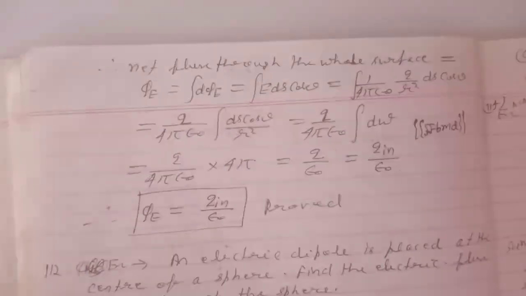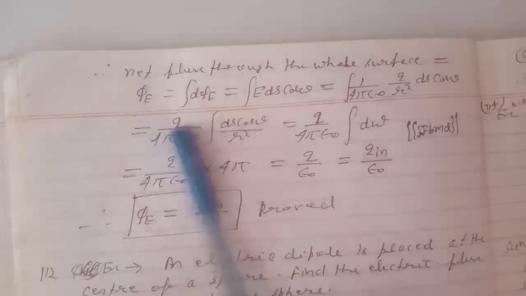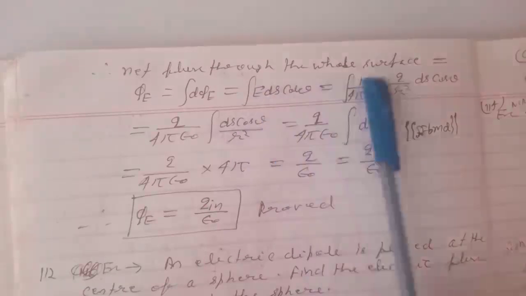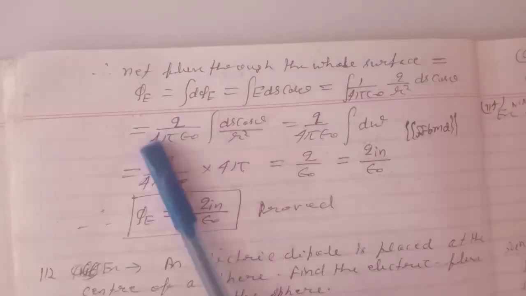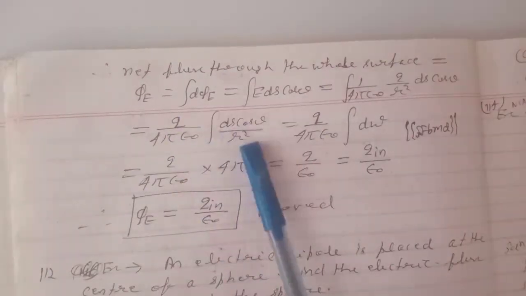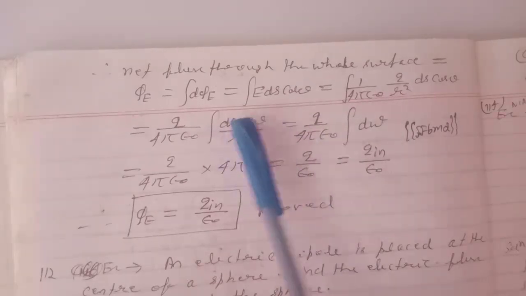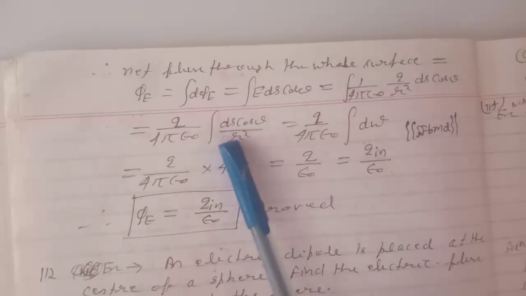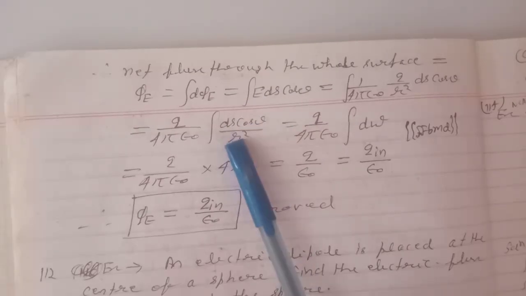Hence net flux through the whole surface equals phi, the integration of d phi, or integration of E ds cos theta. We know the value of E, 1 by 4 pi epsilon naught q by r square, and ds into cos theta. So q by 4 pi epsilon naught integration ds cos theta by r square. We know that ds cos theta by r square is the elementary solid angle made by that area at that point.